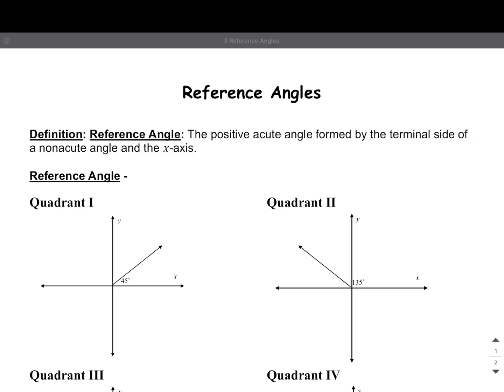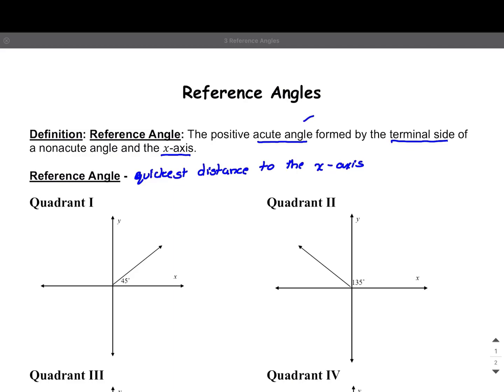Hi guys, so today we're going to talk about reference angles. Now a reference angle is defined as the positive acute angle formed by the terminal side of a non-acute angle and the x-axis. What does that mean? Basically, from where the angle stops, the terminal side, it's the quickest or the shortest distance to the x-axis.